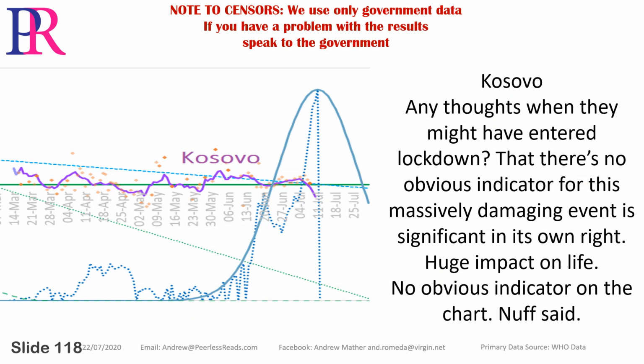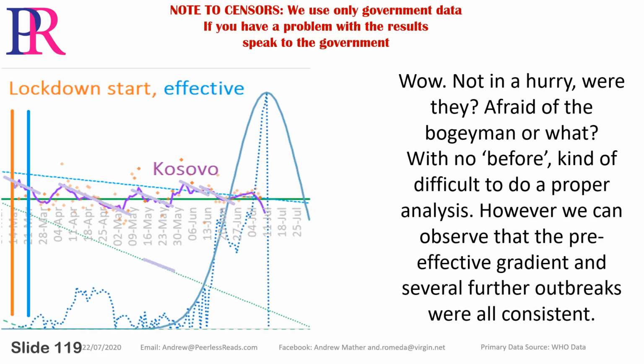Any thoughts when they might have entered lockdown? That there's no obvious indicator for this massively damaging event is significant in its own right. Huge impact on life, no obvious indicator on the chart. Enough said. Wow, not in a hurry, were they? Afraid of the bogeyman or what?